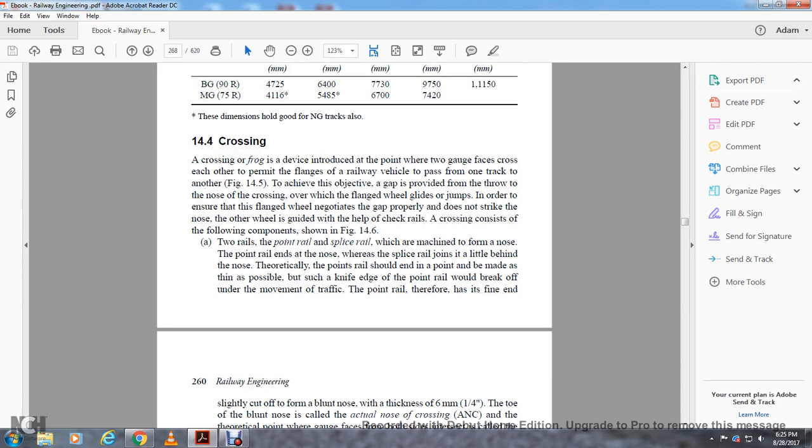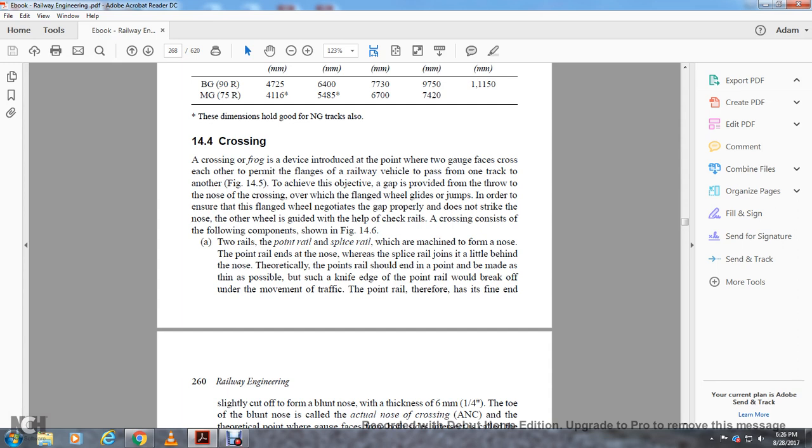At a crossing, the device introduces the point where two gauges cross each other in the same plane, permitting the flanged railway vehicle to move from one track to another. To achieve this, a gap is provided at the nose of the crossing over which the flange wheel is guided, in order to ensure the flanged wheel negotiates the gap properly and does not strike the nose, with the help of the check rail.